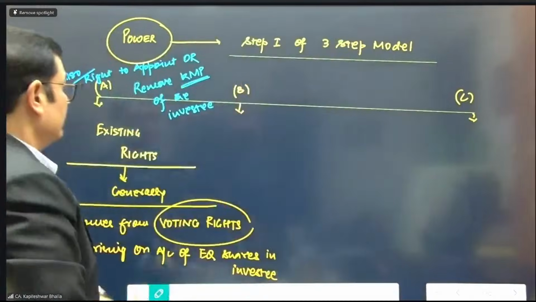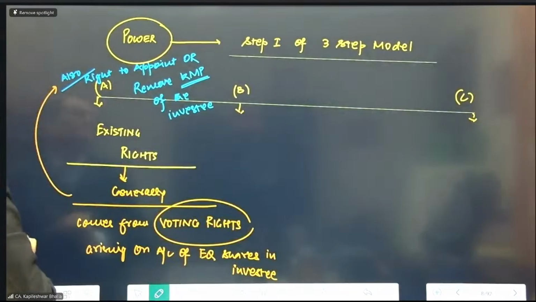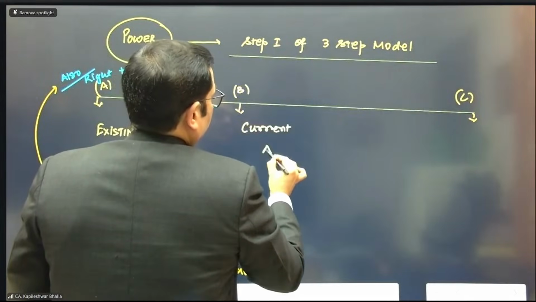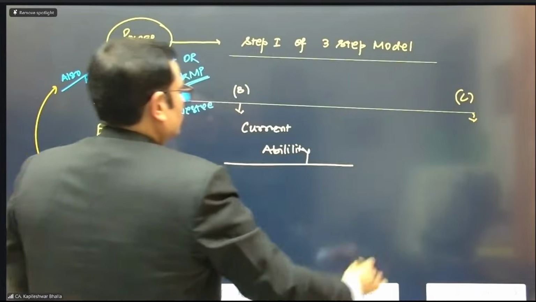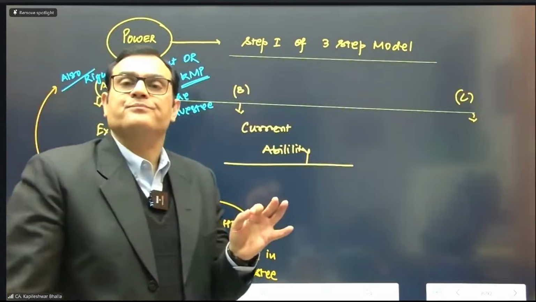Next, the second element in terms of power is supposed to be current ability. It is supposed to be the current ability. So the question rises, what is a current ability? Now, let me clarify one thing right away.